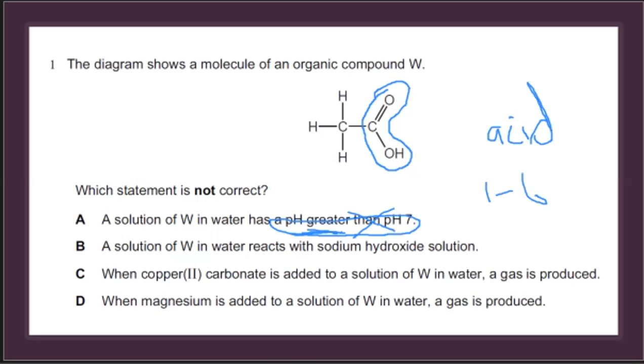A solution of W in water reacts with sodium hydroxide. Yes, it would. When copper 2 carbonate is added to a solution of W in water, a gas is produced. Yes, the carbon dioxide gas, because the carbonate is formed. When magnesium is added to a solution of W in water, a gas is produced. Yes, magnesium plus an acid, hydrogen gas is produced for this one. So the answer is A, as in apple. A is not correct.